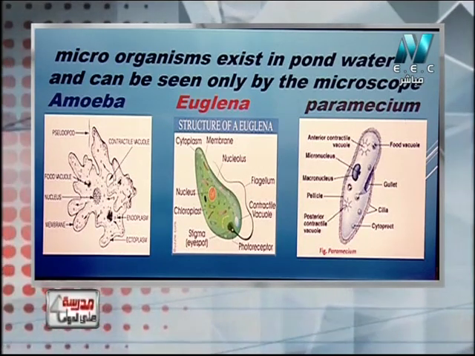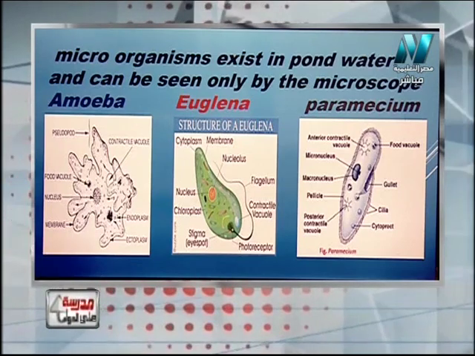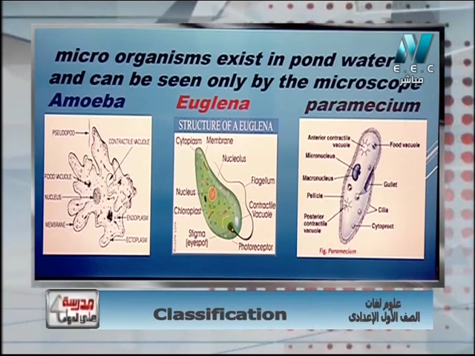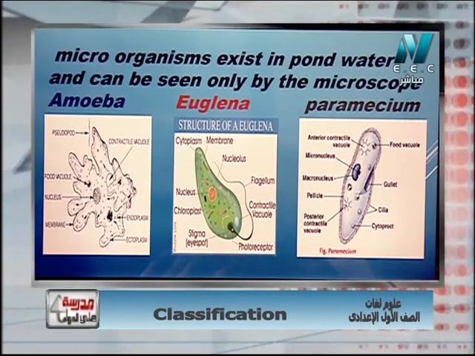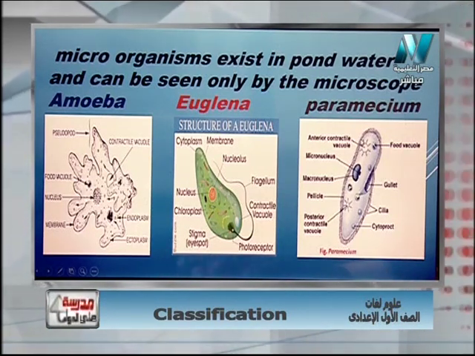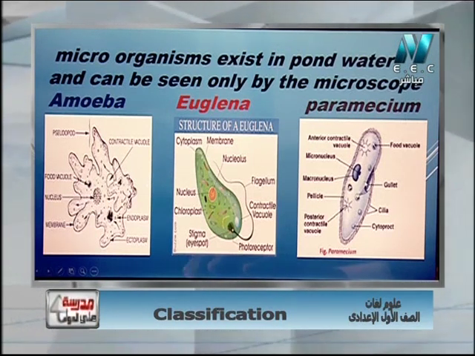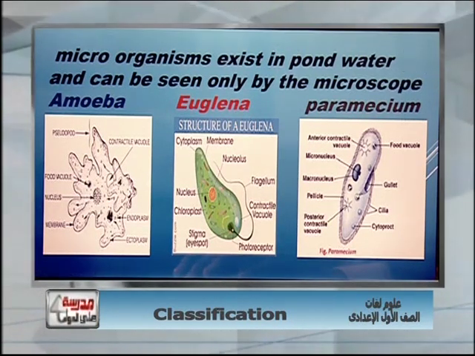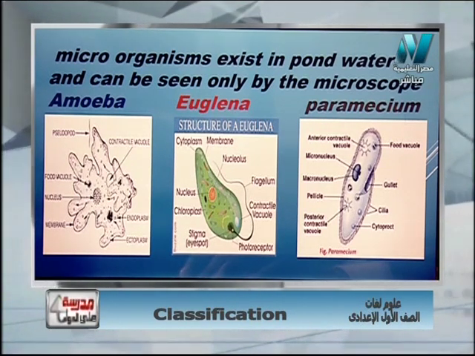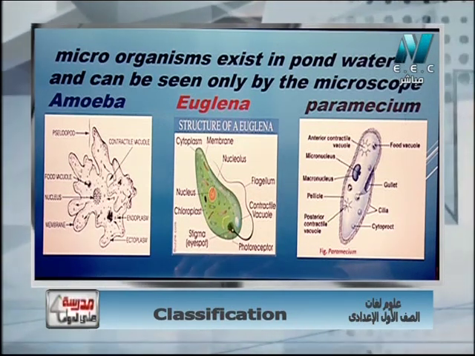Microorganisms exist in pond water, مياه البرك, and can be seen only by the microscope, as I said to you before. Like amoeba, this is amoeba. Number 2, Euglena. Number 3, Paramecium. It's like a shoe. Amoeba, Euglena, Paramecium, they are microorganisms. And you have to notice that these figures can come in the practical exam.